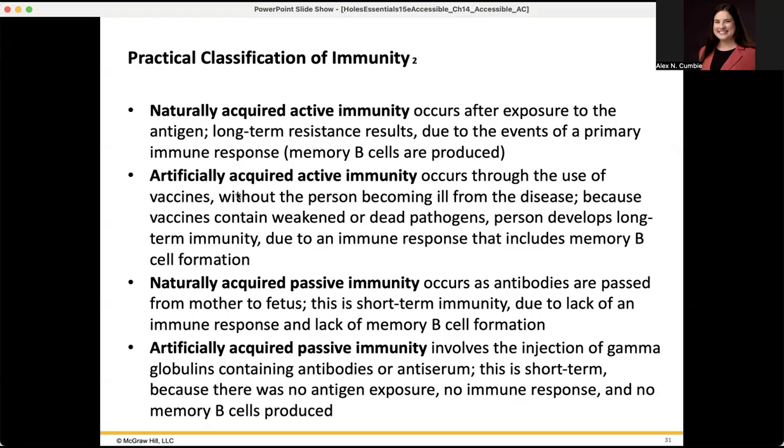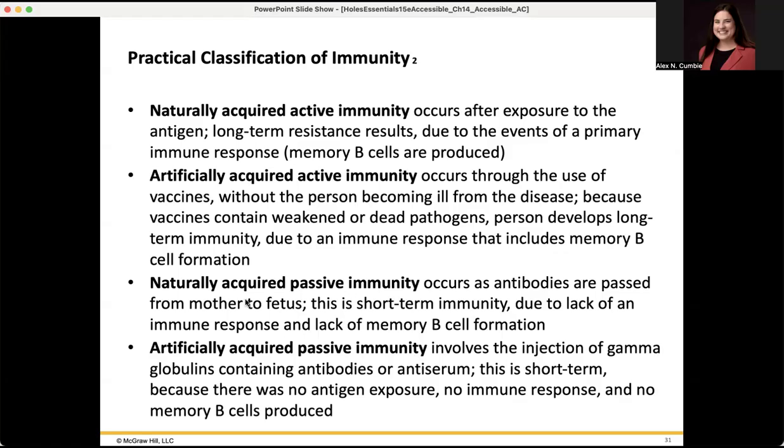Artificially acquired active immunity is what we typically see with vaccines. Artificially acquired because it's an injection, but you're still creating your own immune response, which is why it's active immunity. Oftentimes vaccines, though, again, reminder, contain weakened or dead pathogens. So you still develop the response, but it wouldn't be a severe response as if you had been infected with the full-blown pathogen.